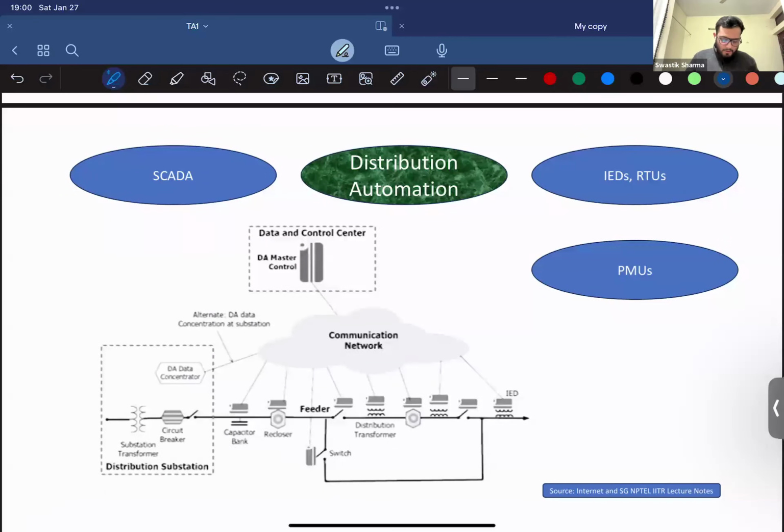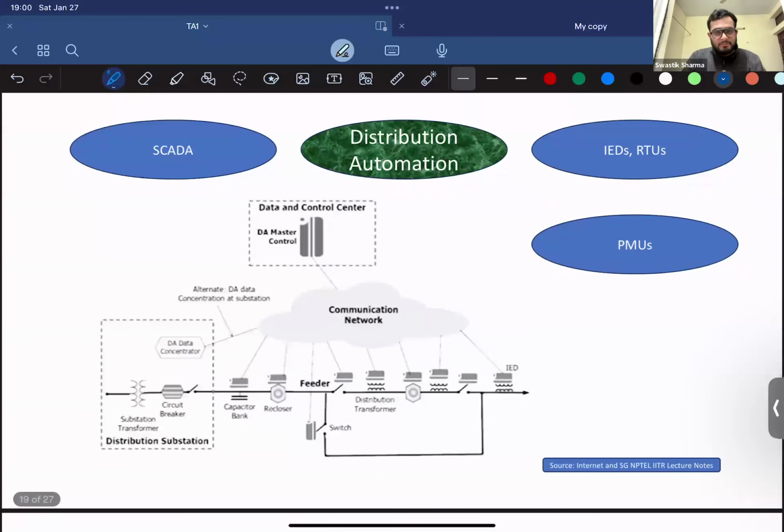Next, we have distribution automation. Distribution automation generally comprises SCADA, which is supervisory control and data acquisition, and IEDs and RTUs. With the advance of IEDs, RTUs are not used anymore, and we also have PMUs. For distribution, PMUs are generally very expensive and bulky.